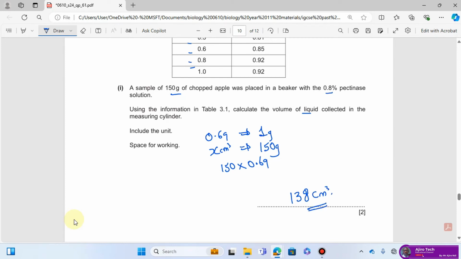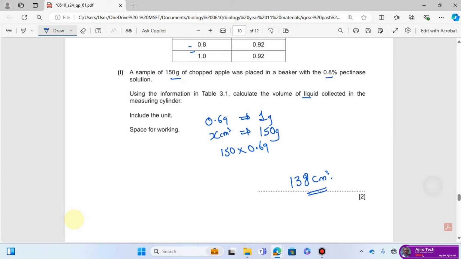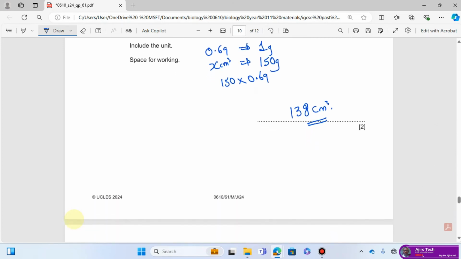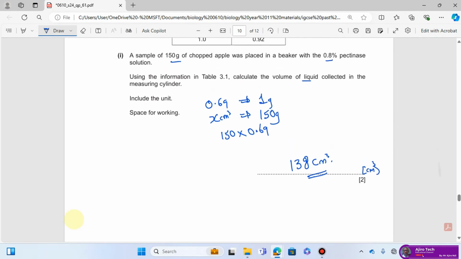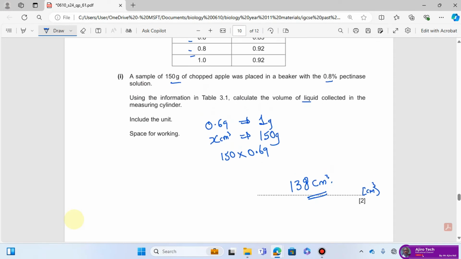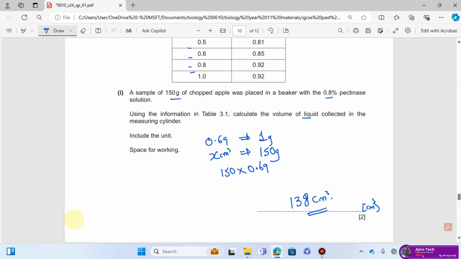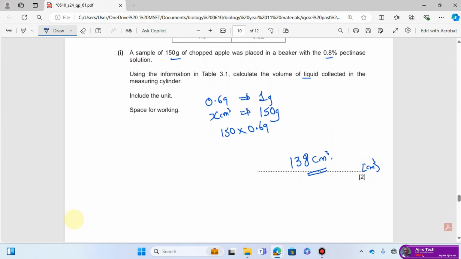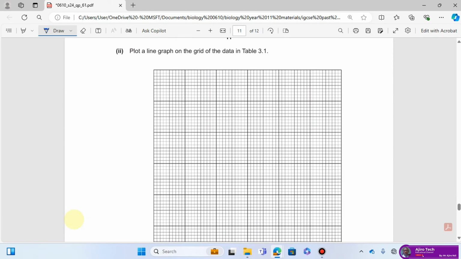So please take note of this. This is how to get answers. All right, the unit is very important since the unit was not included here. Okay, so we have to include the unit. So every 150 gram of chopped apples will produce 138 cm cube of juice. That's what that means. Now plot a graph.